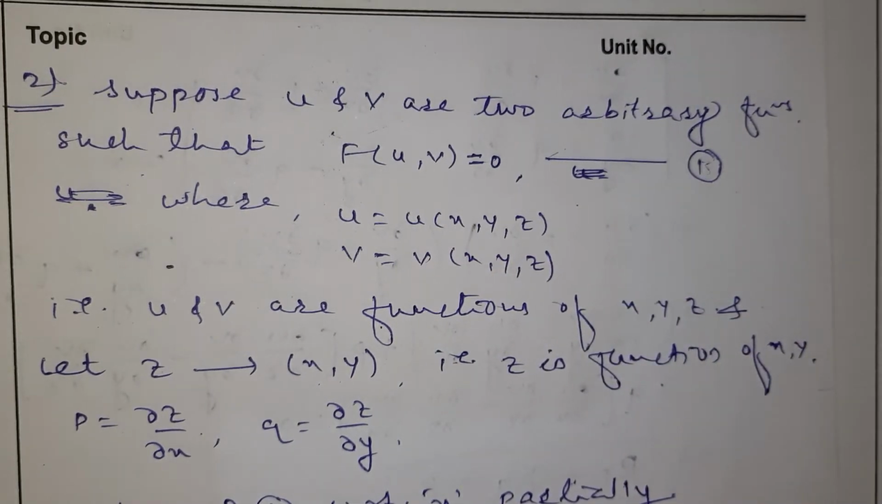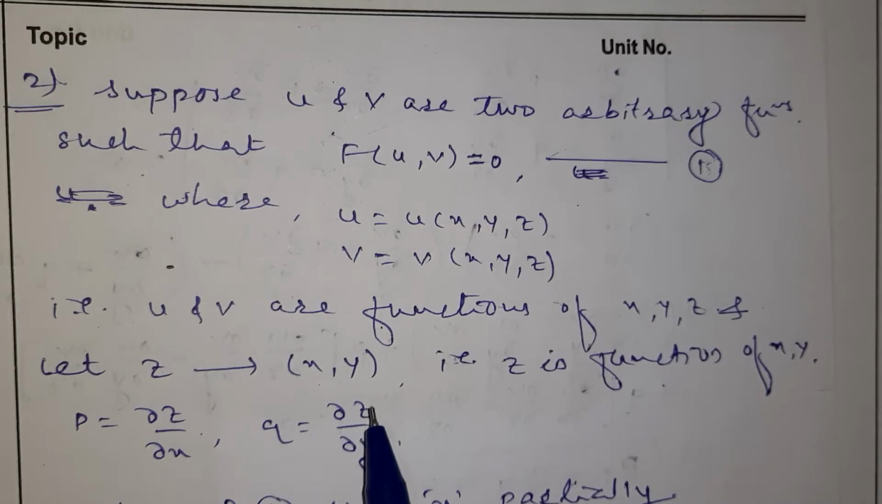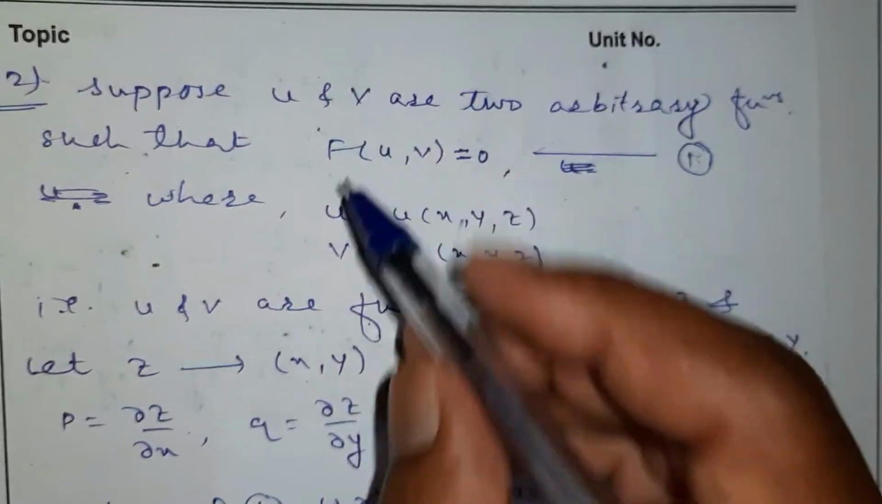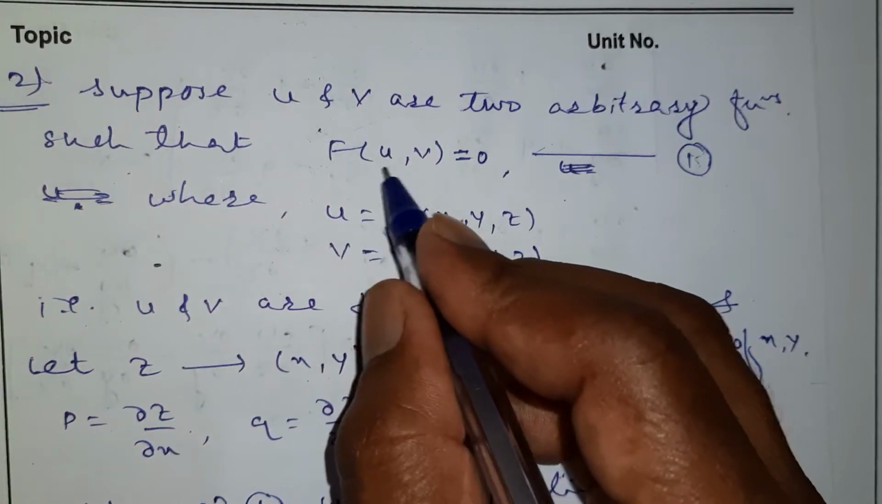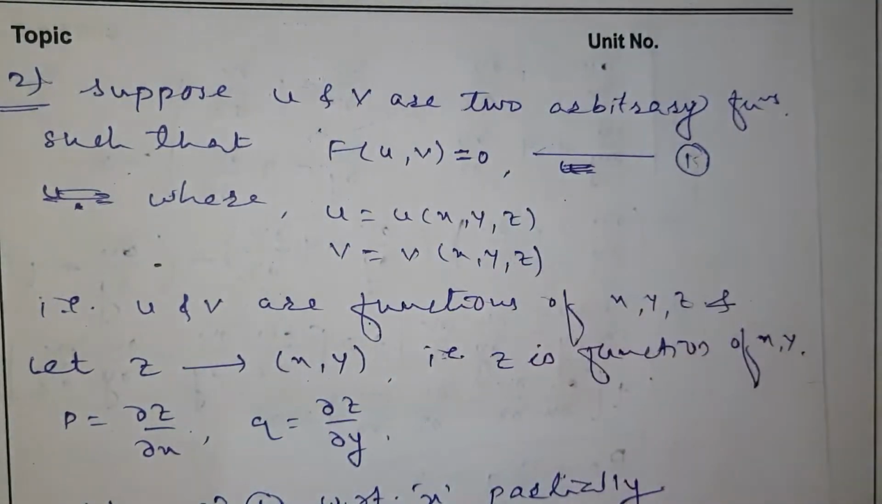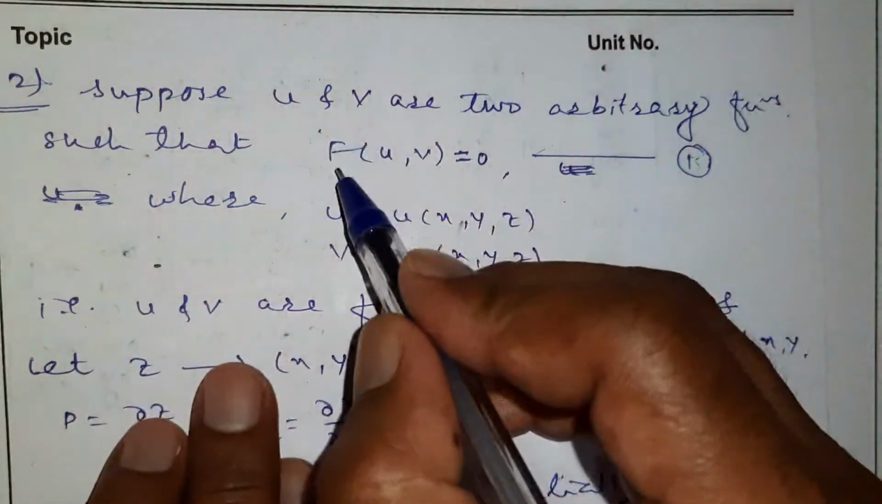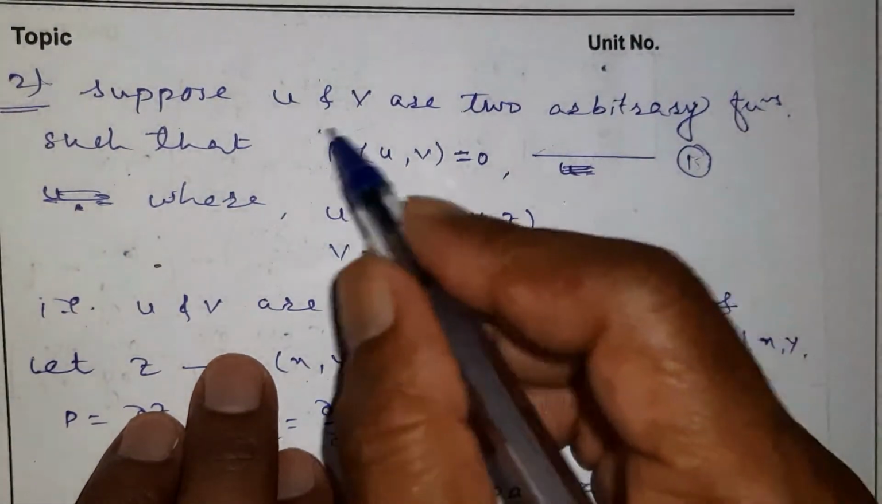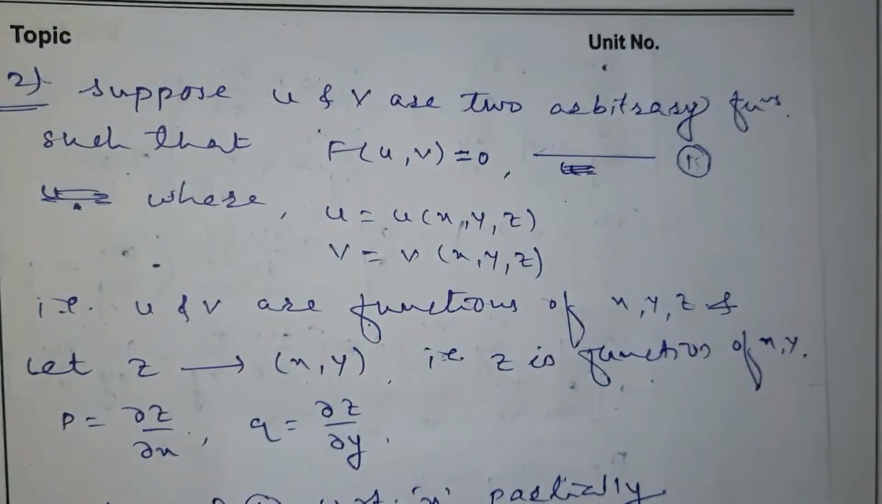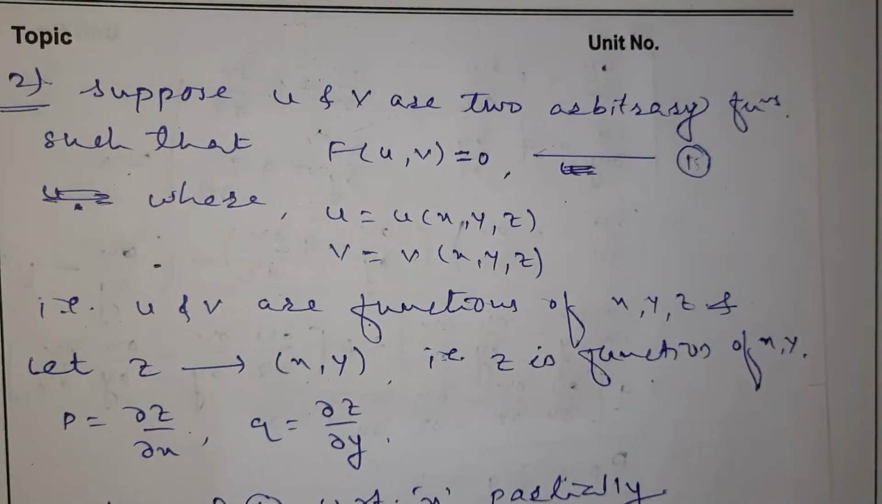Now our z is a function of x and y, no doubt. Let z be a function of x and y, and we have found two derivatives, p and q. Always keep in your mind these two derivatives, which are dou z by dou x and dou z by dou y. Now I have to eliminate this function f. F is a function of u and v, and u and v are functions of x, y, z. That's why I have to differentiate this f with respect to x and with respect to y, so that I can eliminate function f.